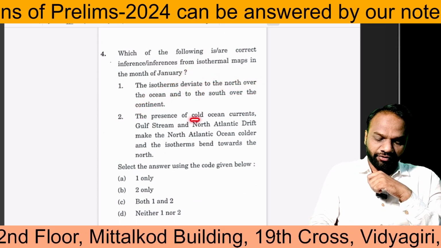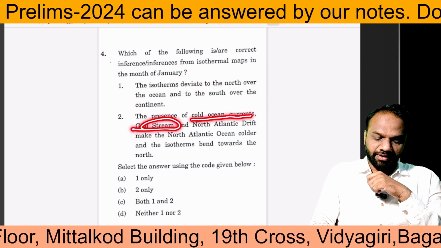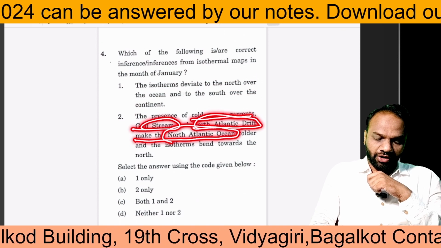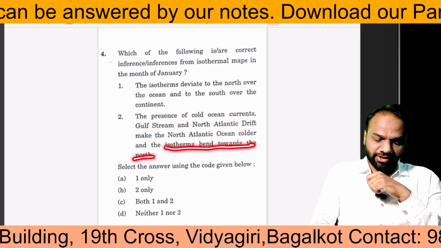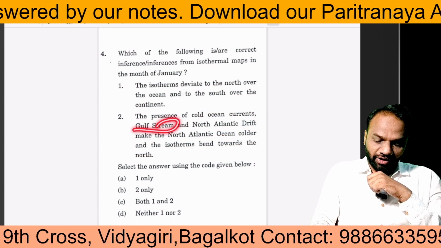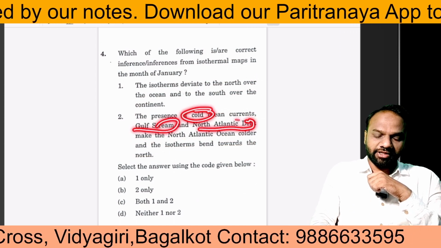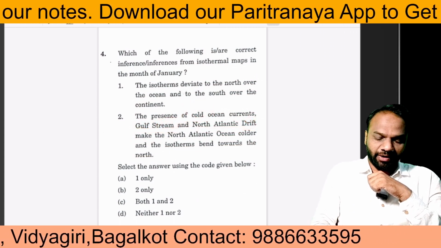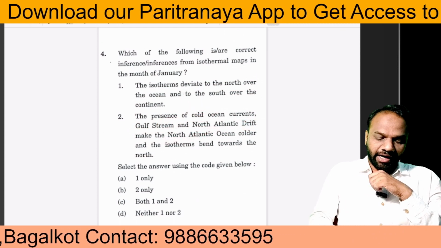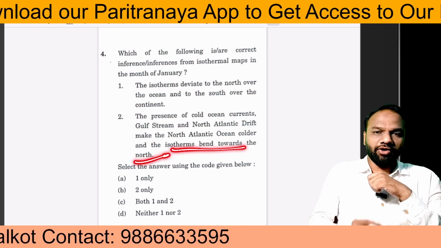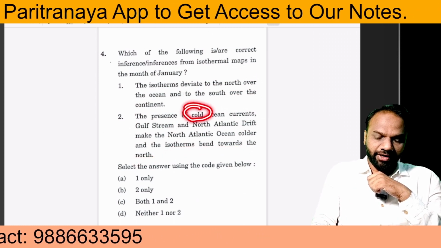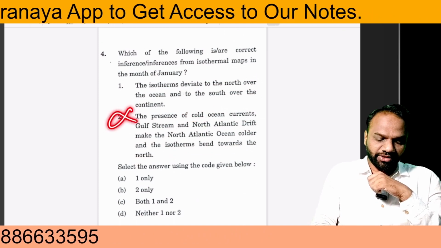Next, the presence of cold ocean currents, Gulf Stream and North Atlantic Drift, make the North Atlantic Ocean colder, and the isotherms bend towards the north. Here, the Gulf Stream and North Atlantic Drift are not cold ocean currents, they are warm ocean currents. The rest is correct, but the mistake is that it should be warm ocean current. Hence statement 2 is false.